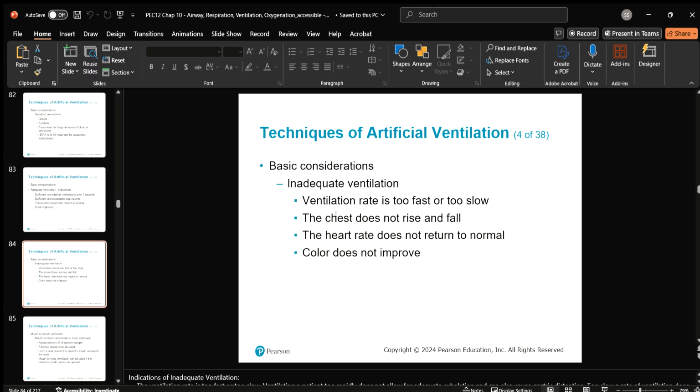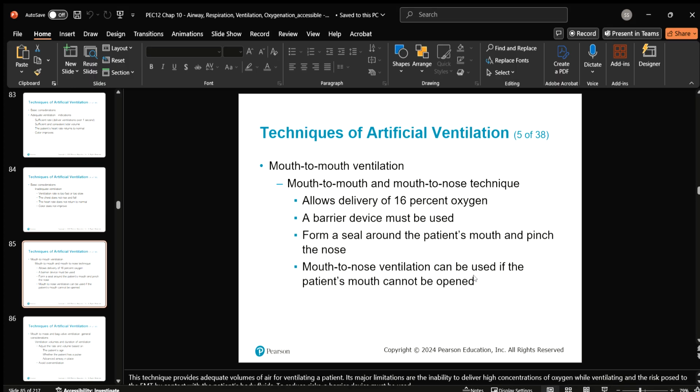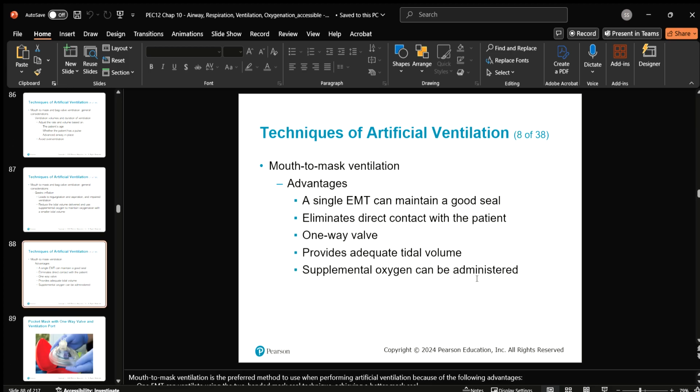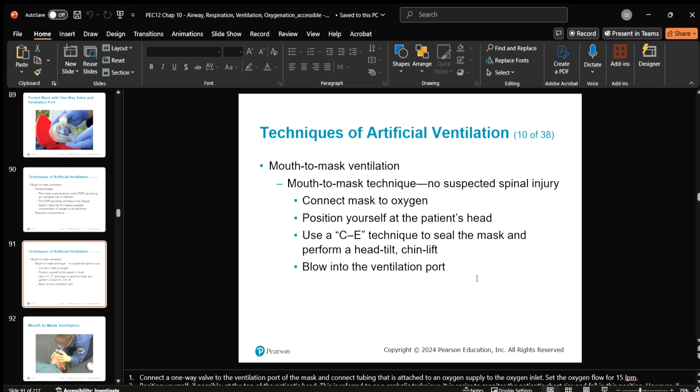All right, ventilation rate, too fast, too slow. What is the rate that we're going to give these people? We're breathing for them? Once every 6 seconds. All right. This is talking about mouth to mouth or mouth to nose. All right, we're going to kind of skip past this.